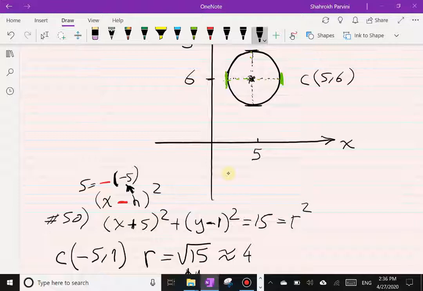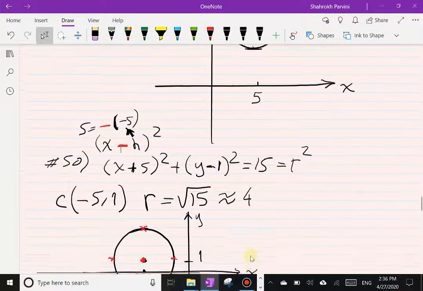It's always the opposite of what it seems to be inside parentheses. You see, that's a positive 5, h is actually the opposite of that. Here, -1, k would be the opposite of that, which is a positive 1. Now, r squared is 15, so to find the radius, we take the square root of the number. Square root of 15, I know it's not 4, it's just about 3.8.